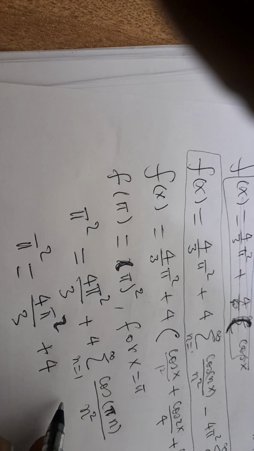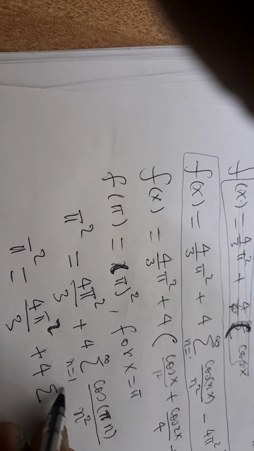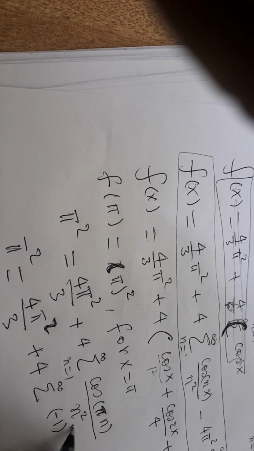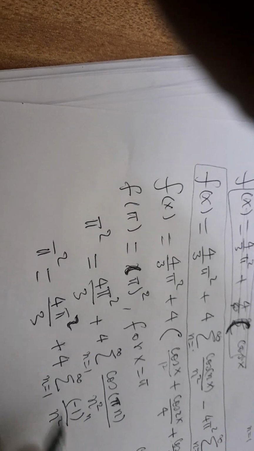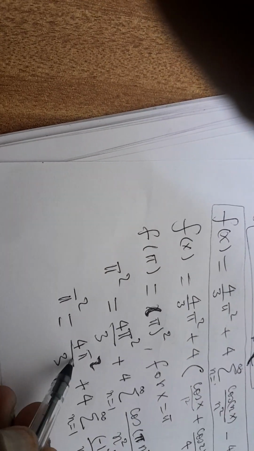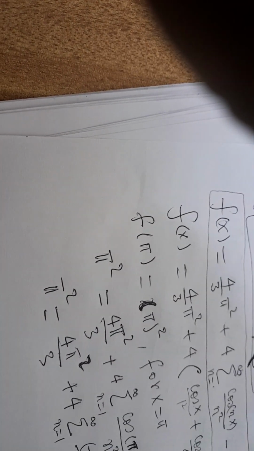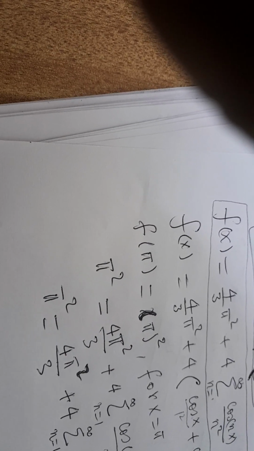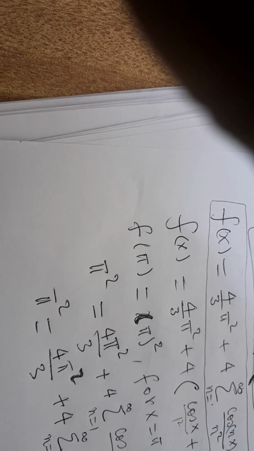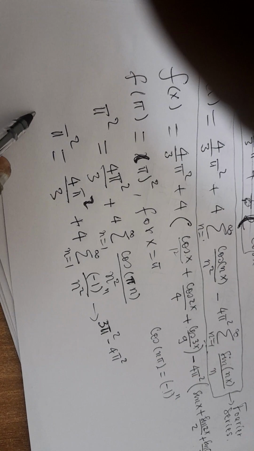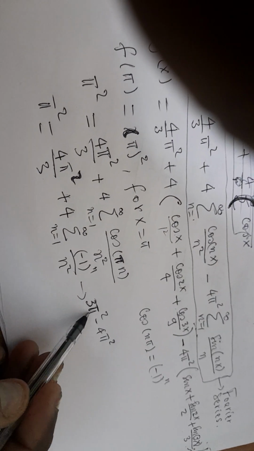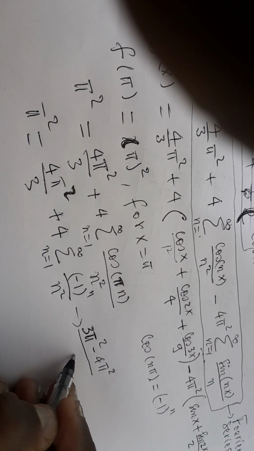Now here what you will get is minus the sum of any term, minus 1 to the power n upon n square, and n goes from 1 to infinity. Now from here it is very easy. If this guy goes there, you get pi square minus 4 pi square, 3 comes here. Why 3 pi? Because we find the common denominator.